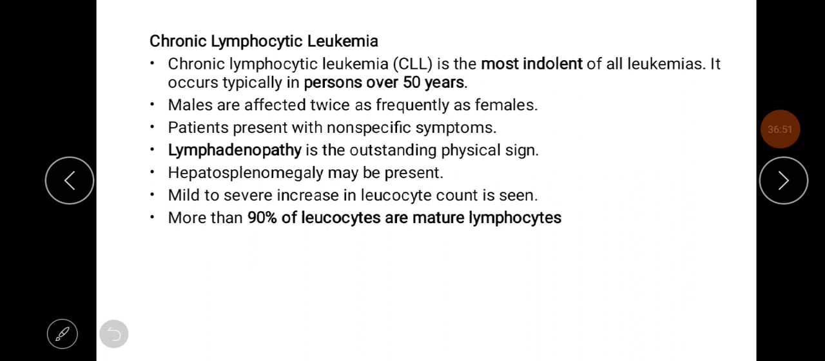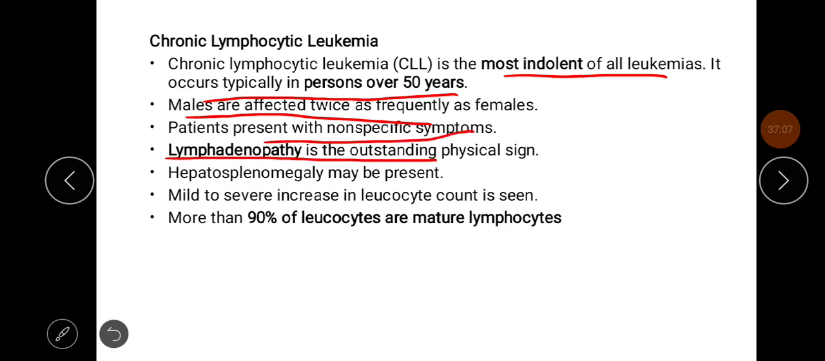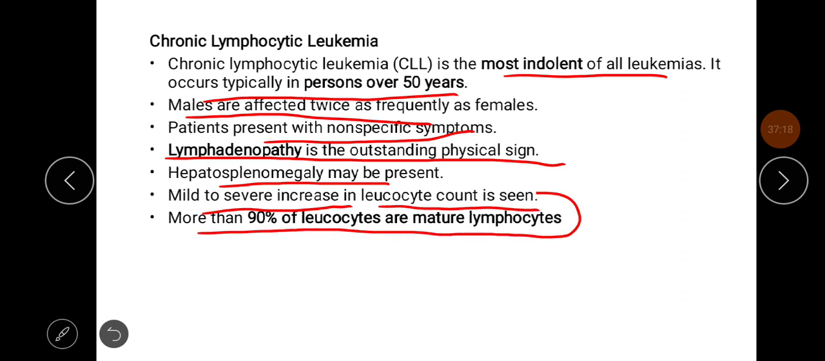Chronic lymphocytic leukemia is the most indolent of all leukemias. It occurs typically in a person over 50 years. Males are affected twice as frequently as females. Patients present with non-specific symptoms. Lymphadenopathy is the outstanding physical sign. Hepatosplenomegaly can be seen. A mild to severe increase in the leukocyte count is seen. More than 90% of the leukocytes are mature lymphocytes.